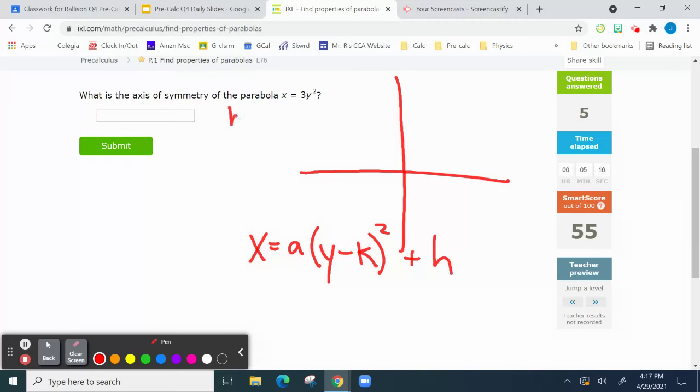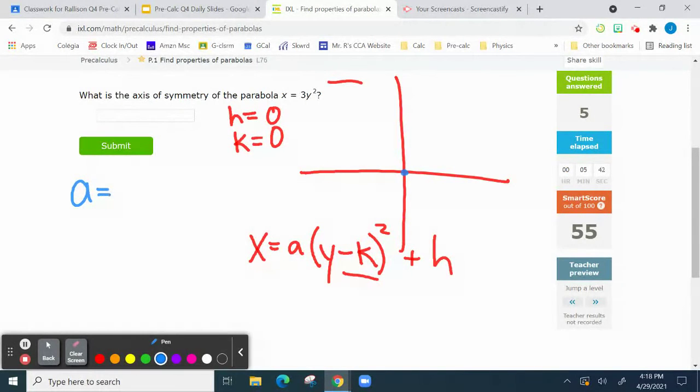So h equals what in this equation? 0, right? Because there's nothing out on the end over there. K equals 0 also because there's no parentheses, right? So the vertex of this thing, we already know that's at (0, 0). And now we need to find what? A equals 3.